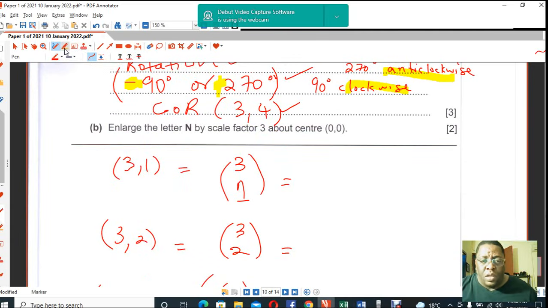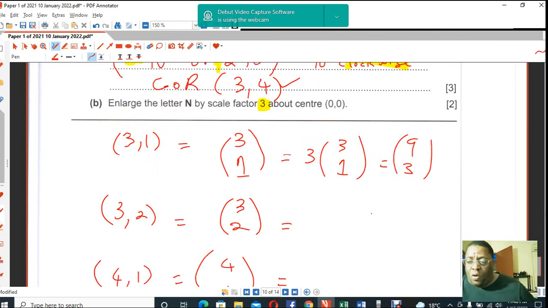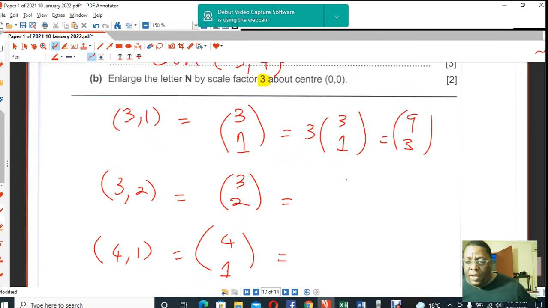Now, the important thing is the scale factor, and the reason why I'm coming into the scale factor is because I'm going to take that vector and I'm going to use the quantity of 3. So I'm going to say 3, so I'm enlarging it, and then that is (9, 3). Okay, because we're multiplying that 3 with everything. So I'm going to do that for all of them. So here I'm going to have 3 and (3, 2). When you multiply, you get (9, 6), if you multiply 3 times 3 and 3 times 2.